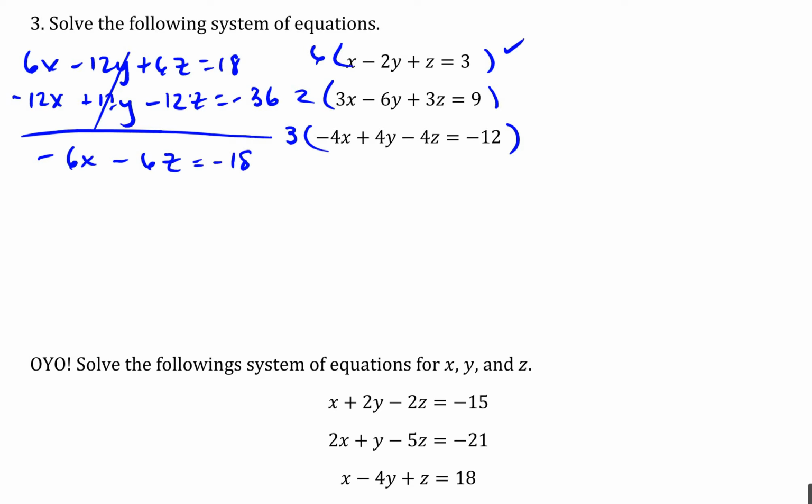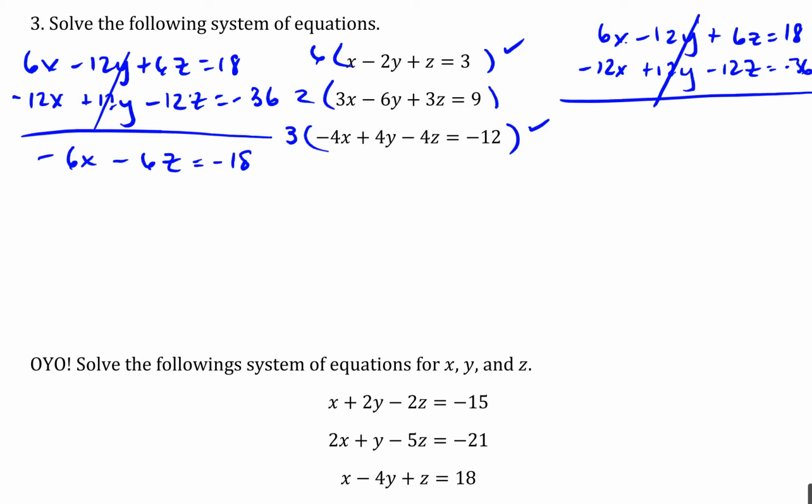So I've used the first equation and the last equation. I've yet to use the second equation. So that one was 6x minus 12y plus 6z equals 18. And I'll add that to the last equation, negative 12x plus 12y minus 12z equals negative 36. Y's cancel. I have negative 6x minus 6z equals negative 18.